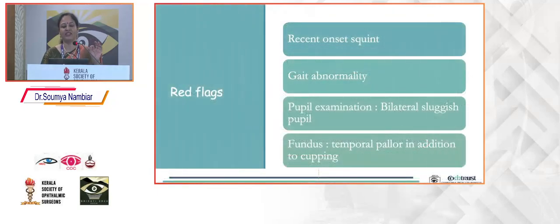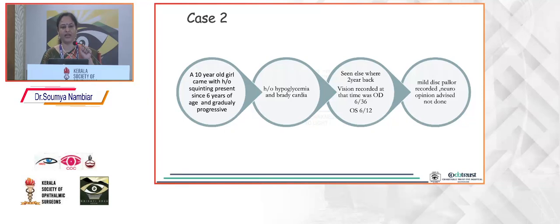So this was a case of what we call a pituitary macroadenoma, okay? The red flags here were a recent onset squint, and there was a gait abnormality if you had taken a history properly. A pupil examination showed bilateral sluggish pupils, and fundus showed a temporal pallor in spite of having the cupping. Look at that carefully, okay?